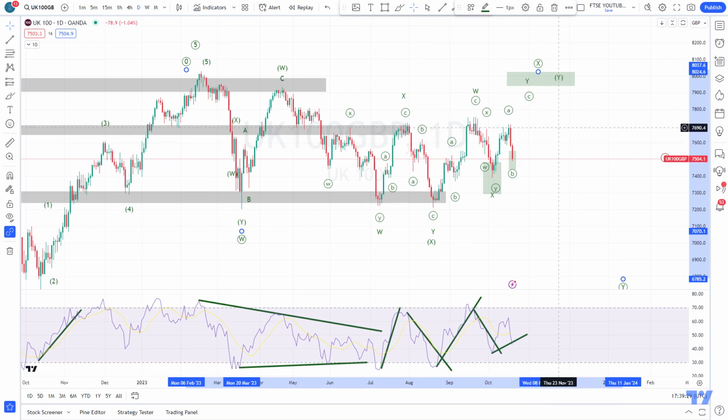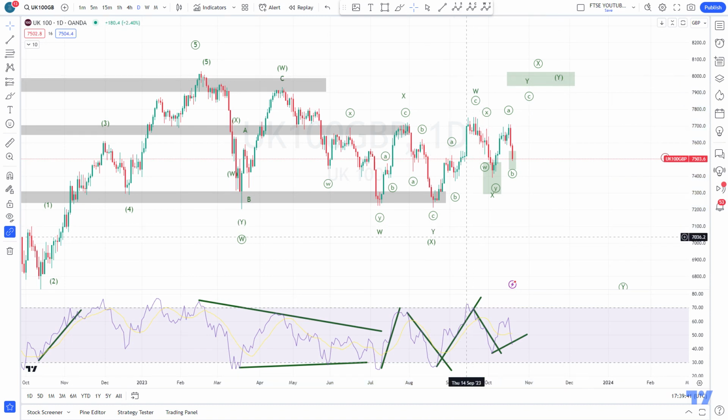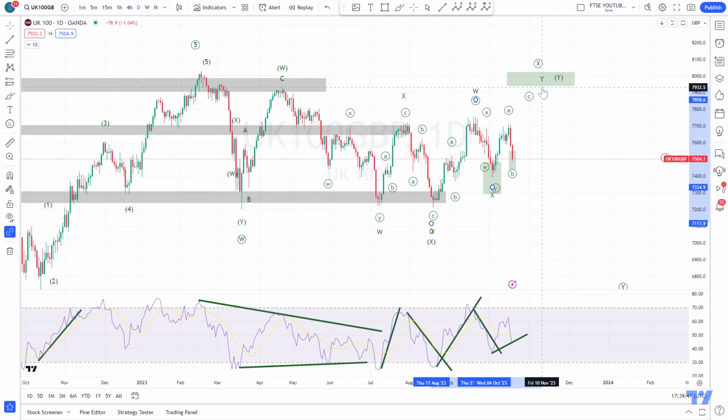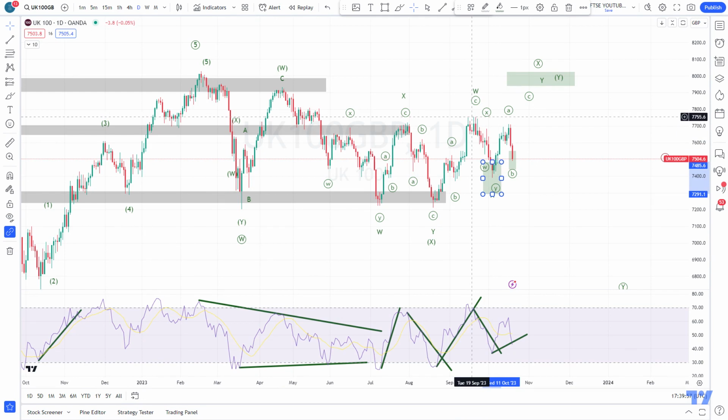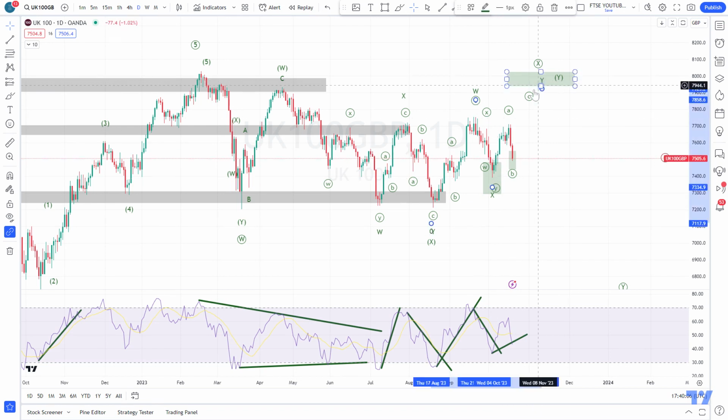So I think the essence is now that we consider this wave Y. I think this wave Y is unfolding as another WXY structure. It looks like we had the wave W as an A, B, C. The wave X down here, we reacted from this area also as a WXY structure. And so now the next step would be to work on this wave Y here. I believe for the moment this is unfolding as an A, B, C correction.